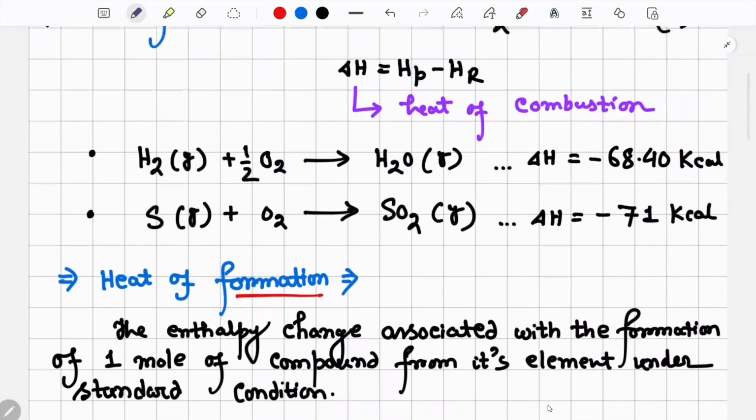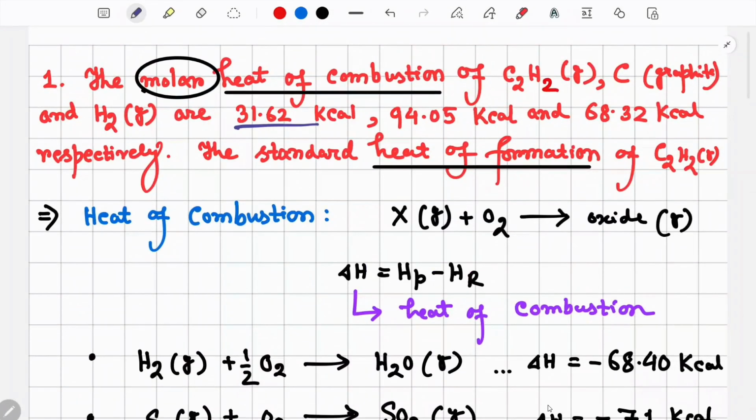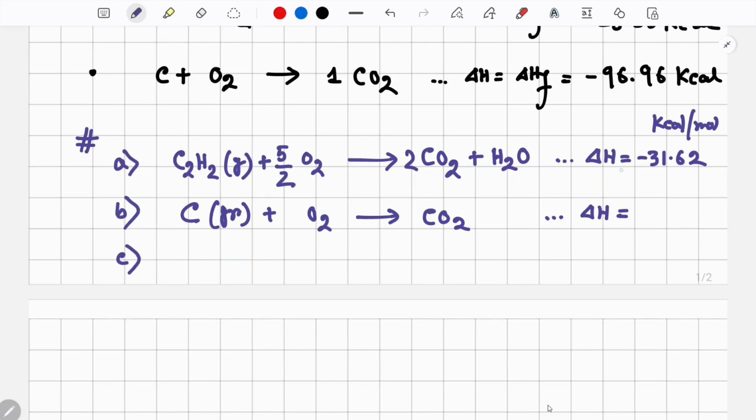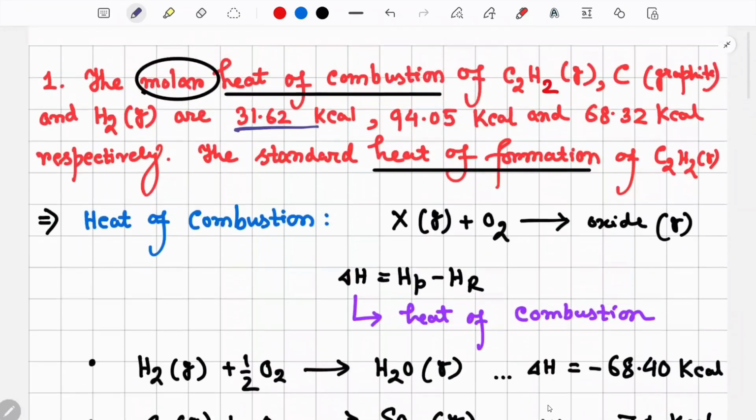Second reaction is our carbon, which is in graphite form. So carbon that is in graphite form, we have to burn that in oxygen and it will produce obviously CO2. And delta H for this reaction is, let me name this reaction A, B, C. This is delta H A, delta H B. It is minus 94.05, right?